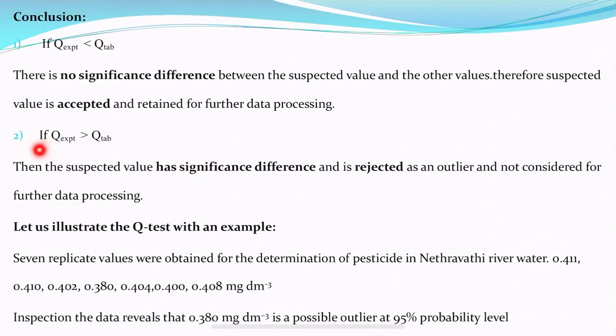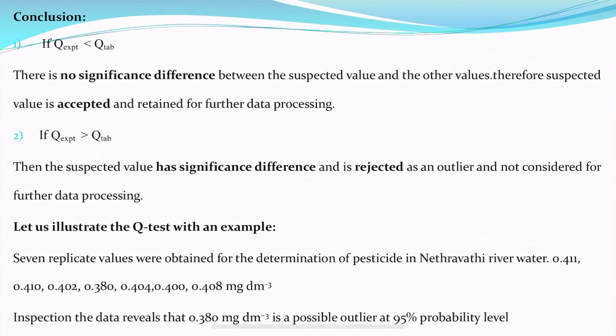Suppose this is the condition, that is, Q experimental value is greater than Q tabulated value, then the suspected value has a significant difference and it is rejected as an outlier and is not considered for further data processing. So this is all about the Q test. These are the two different observations we make by performing the Q significance test. Let us illustrate the Q test with an example.